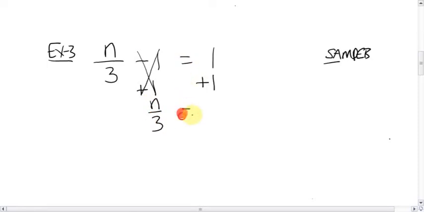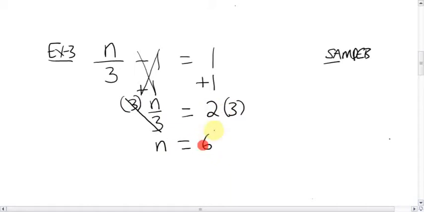Line up the equal sign. 1 plus 1 is 2. Now it's one of those old easy one-step problems. n divided by 3, how do you get rid of the 3? We multiply this side by 3, that side by 3, 3's cancel out, n equals 2 times 3, which is 6. Got it.